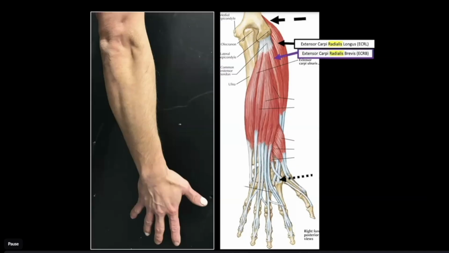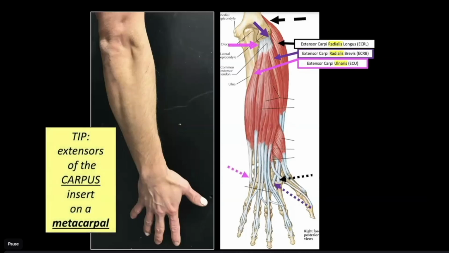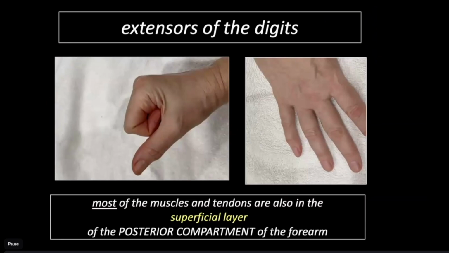Extensor carpi radialis brevis, or ECRB, origin at the common extensor origin on the lateral epicondyle of the humerus, and insertion on the base of the 3rd metacarpal. Extensor carpi ulnaris on the ulnar side, again, origin at the common extensor origin, insertion on the base of the 5th metacarpal. So just remember, the extensors of the carpus all insert on a metacarpal.